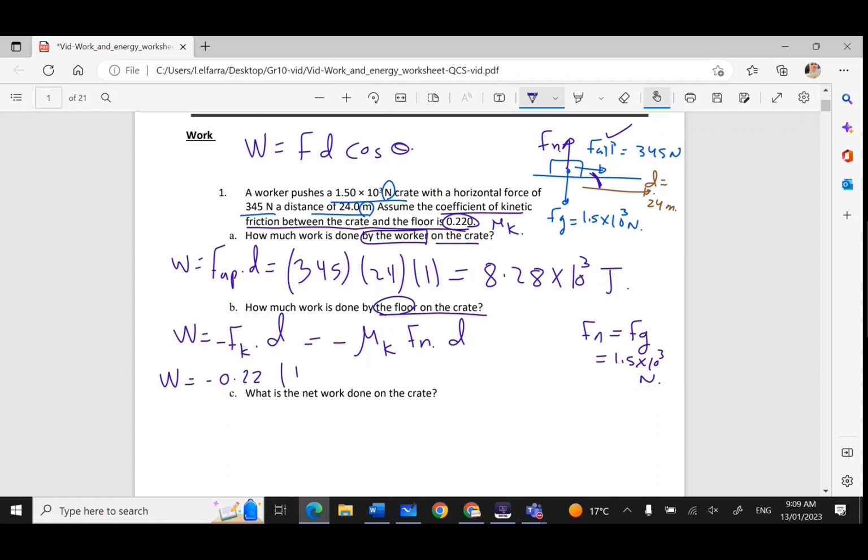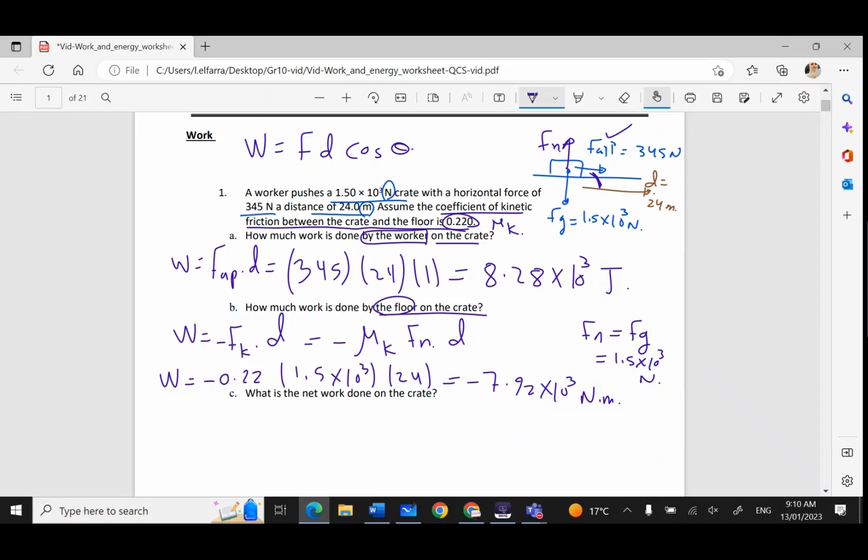2 times 1.5 times 10 to the power 3 times the distance D, 24, and don't forget I should have negative, and the final answer is negative 7.92 times 10 to the power 3. The unit of work is joule or Newton meter. So if you write joule or Newton meter, both are correct.